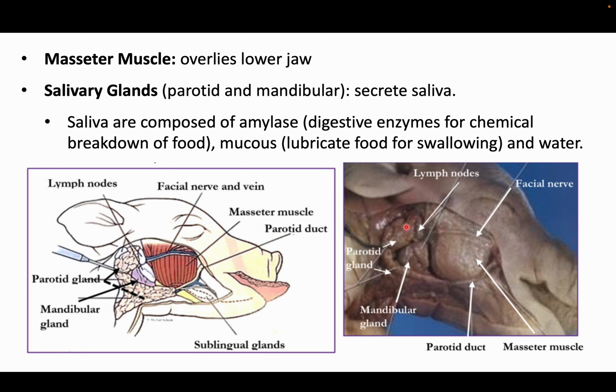Moving towards the front, we have all of these salivary glands right here. The bigger ones is called the parotid gland, and the smaller one is called the mandibular gland. You can just go ahead and collectively refer to them as the salivary glands. The salivary gland is important in secreting saliva. Saliva has three components. The first one is amylase. This is the digestive enzyme that's used to initially break down food. There's also mucus in saliva, which helps lubricate the food so that it's easier to swallow. And then there's also water. So these are the three main things that are found in saliva, which are produced by the salivary glands.